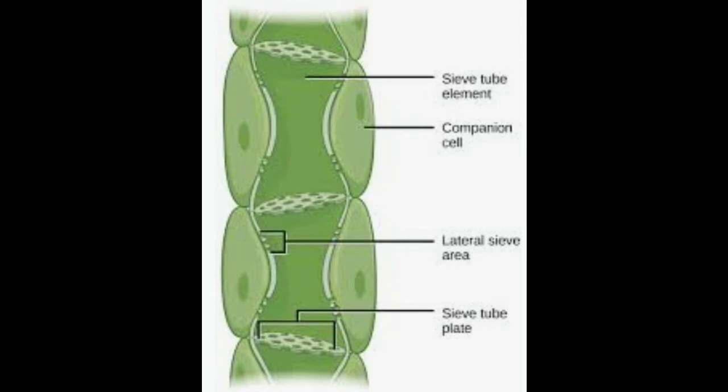Their activity is coordinated or controlled by the companion cell. See, around that sieve tube we can see companion cells and they have a nucleus.